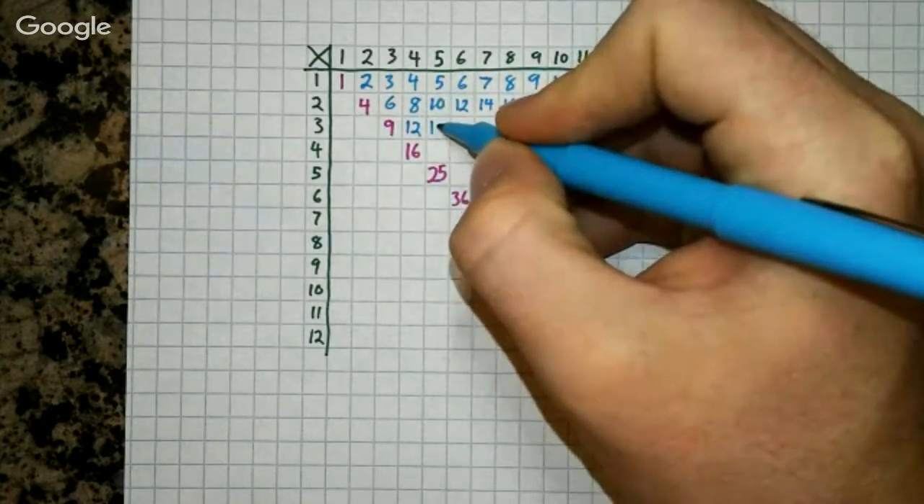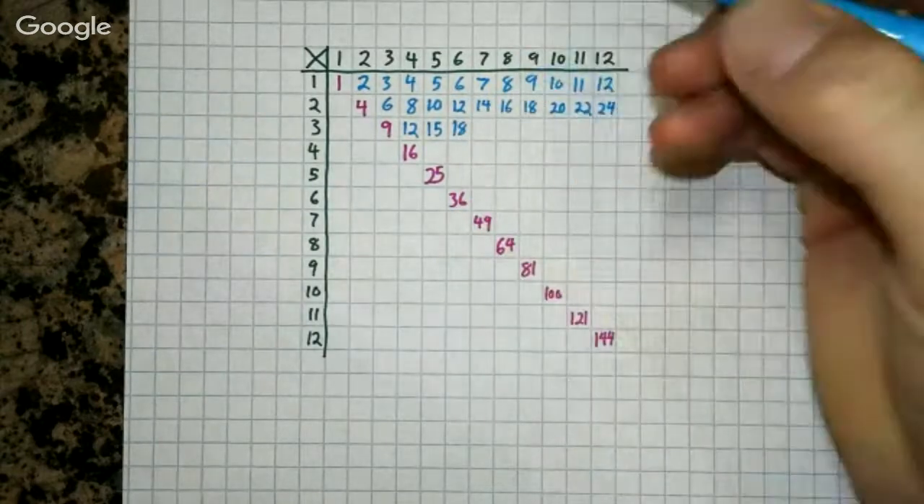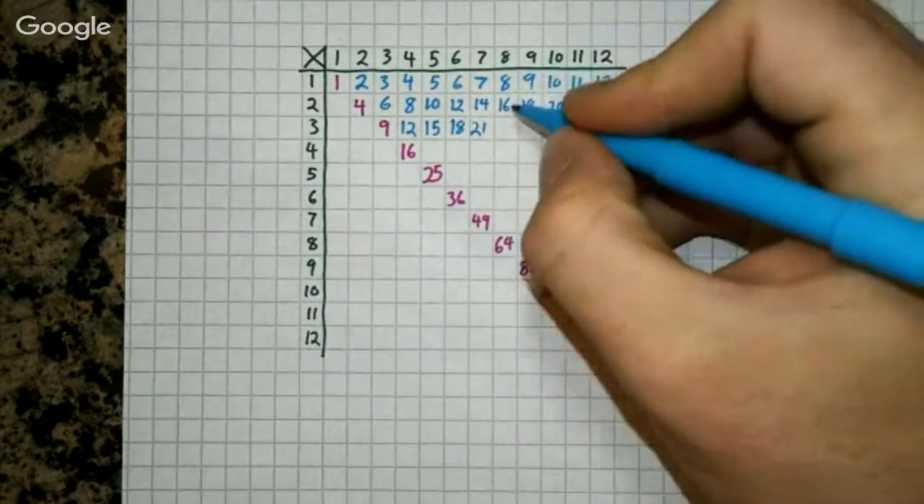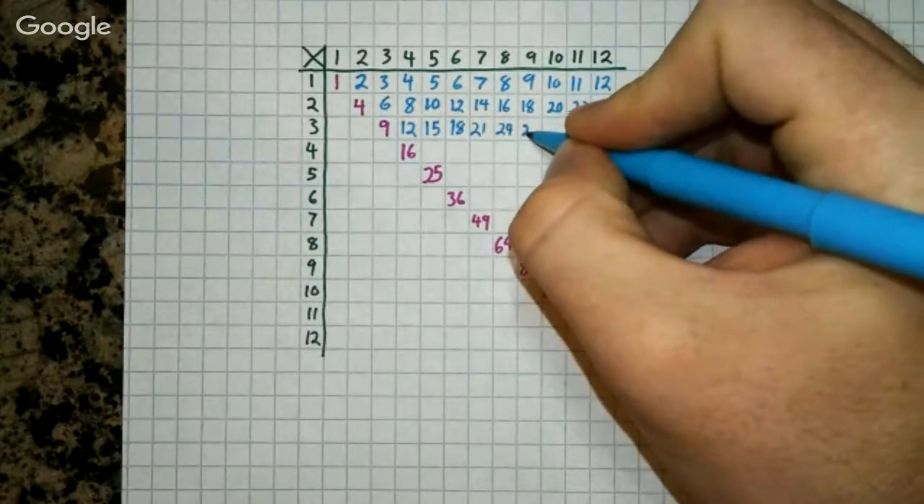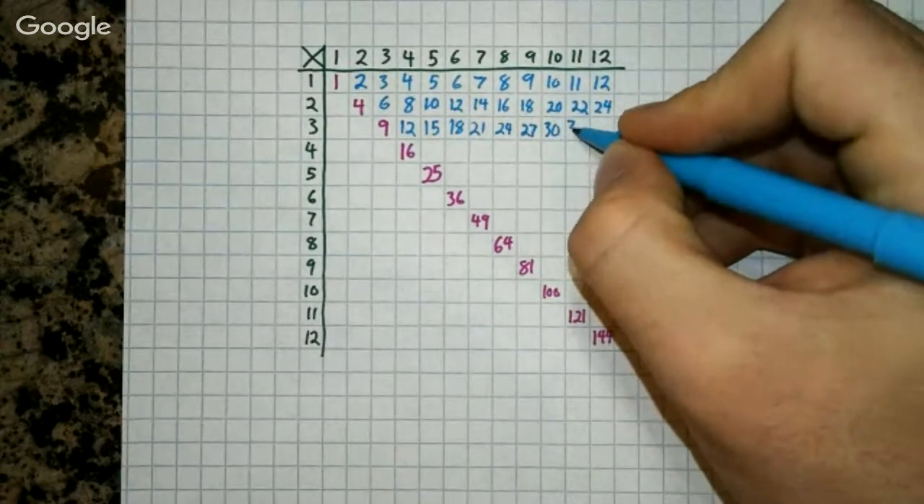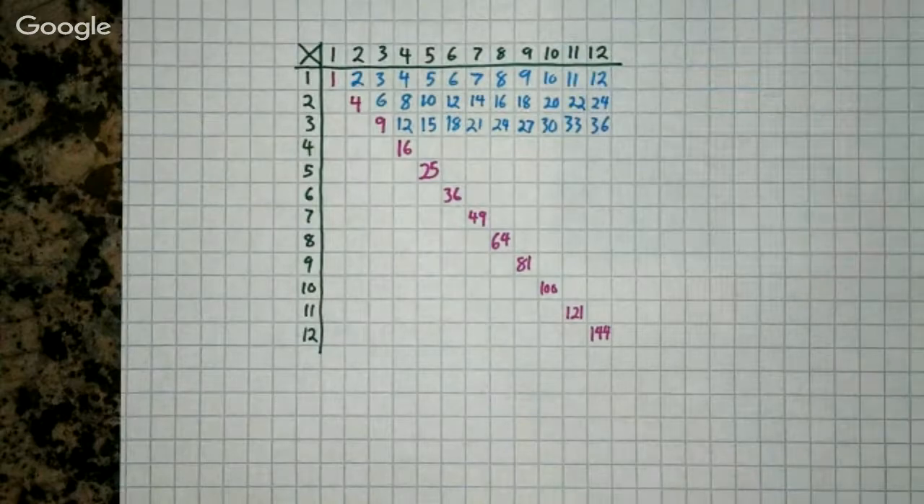3 times 5, 15. And again, we're counting by 3s. 18, 21, 24, 27, 30, 33, 36. Now you may be able to see a few patterns going on here, and I like to go in order like this, but there's a few times you can go in patterns.